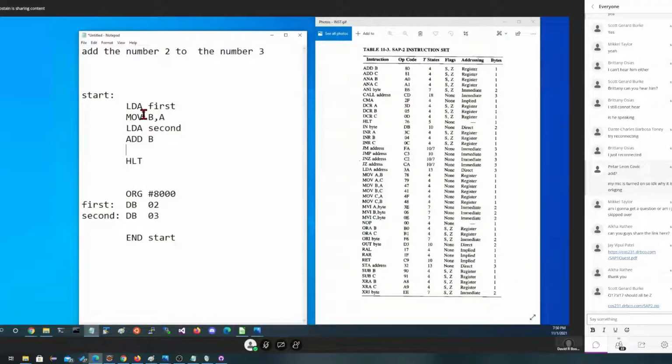Did we solve our problem? Add the number 2 to the number 3? Sure did. Did a mighty fine solution of that. You guys did really well with that. Now what we would need to do is, I'm going to push all this over about 8 positions.